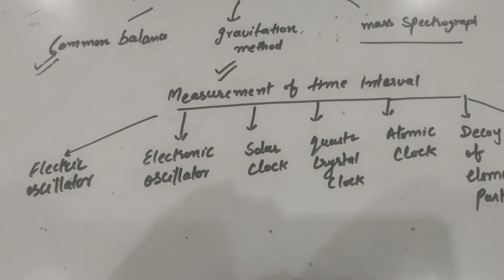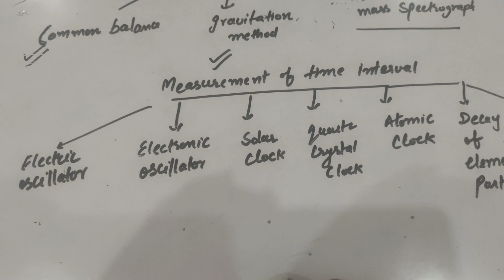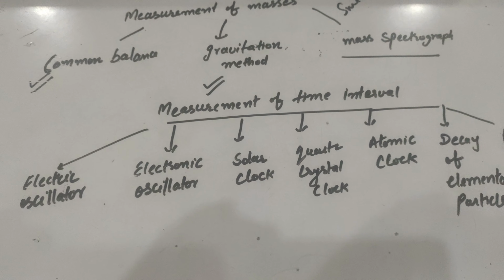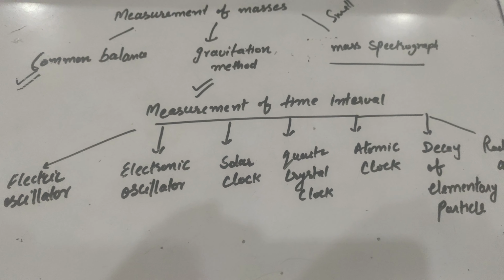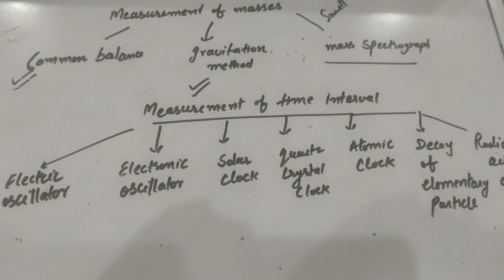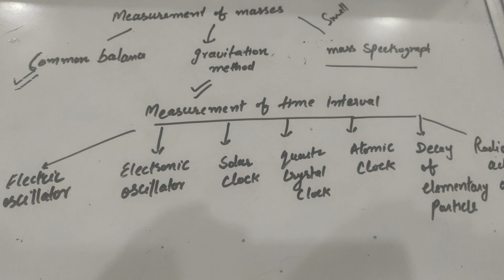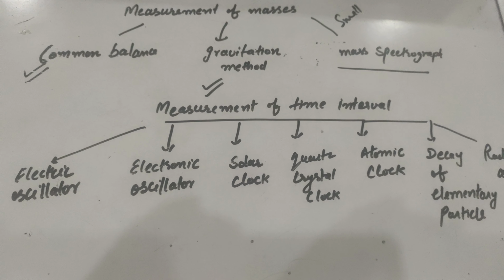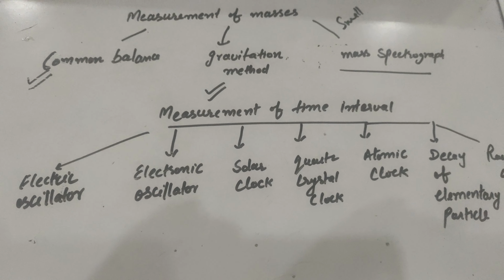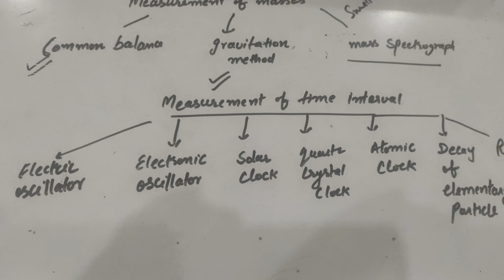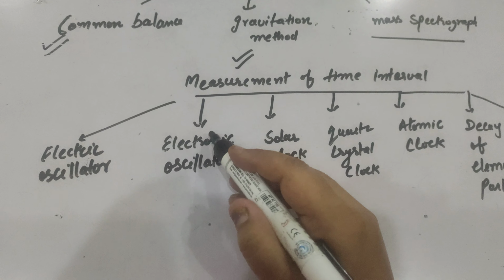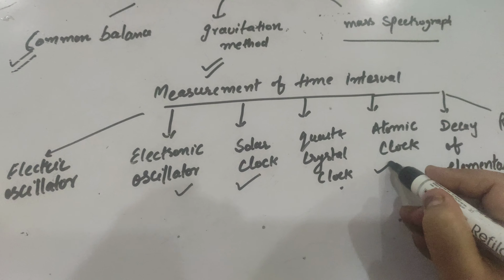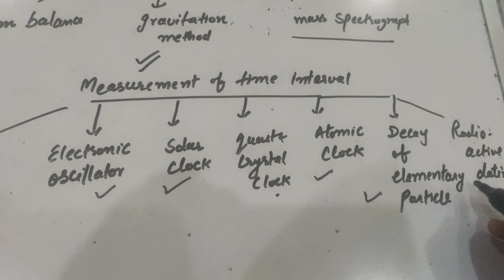Next is the measurement of time interval. There are different methods to measure the time interval. Usually we use a clock or a wristwatch for measuring the time. And for bigger units of time intervals, we need different types of methods. First one is electric oscillator, electronic oscillator, solar clock, quartz crystal clock, atomic clock, decay of elementary particles, and radioactive dating.